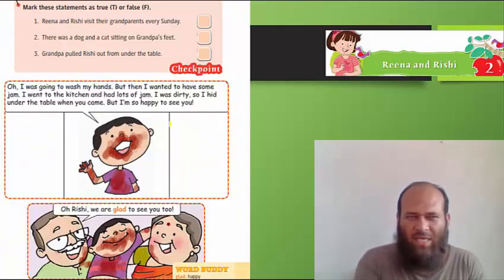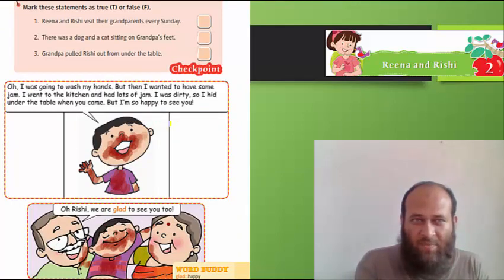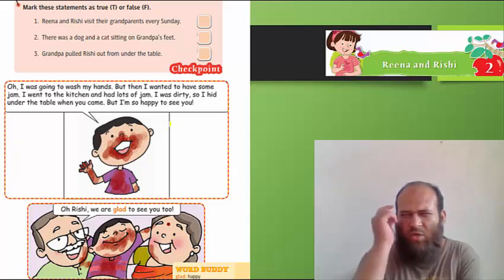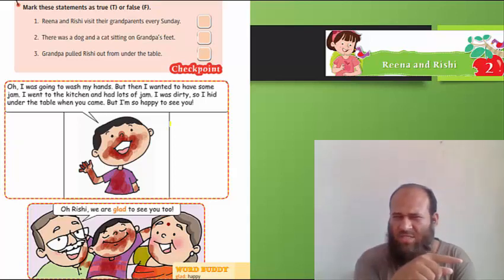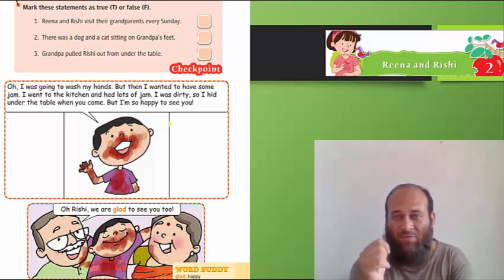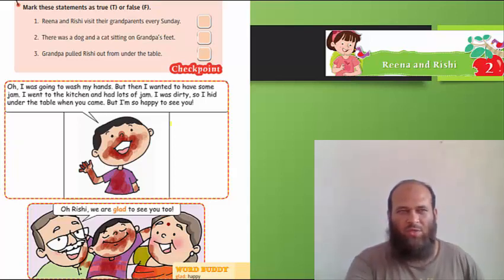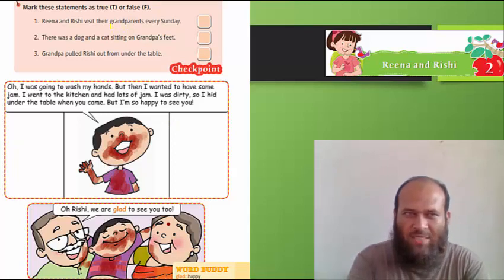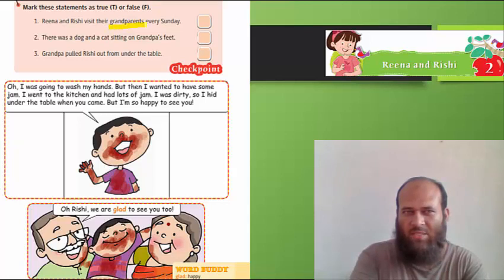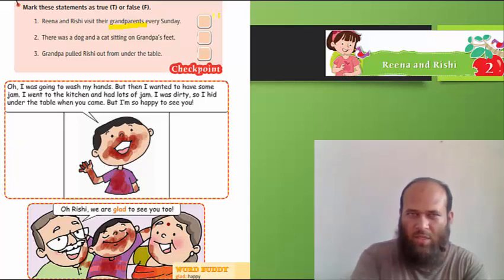So let us check our understanding. Reena and Rishi visit their grandparents every day. Do you think Reena and Rishi visit, or grandparents visit them every Sunday? Yes, grandparents visit them every Sunday for lunch. So this is a false sentence. Reena and Rishi do not visit their grandparents on Sunday, they come. So we will write false here.